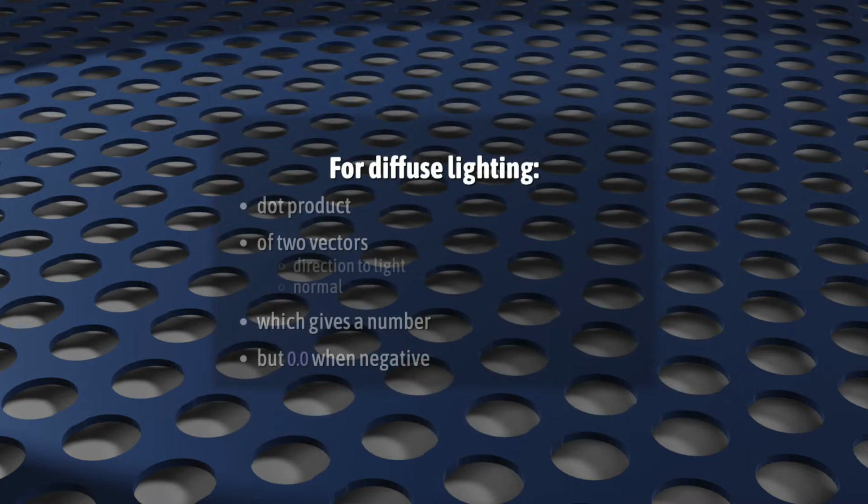Okay, that's enough theory for now. Let's try this out. Remember, to light something, we're looking for a number, a brightness value. We get that value from a dot product of the direction to the light and the normal, and we're ignoring the value if it's negative.